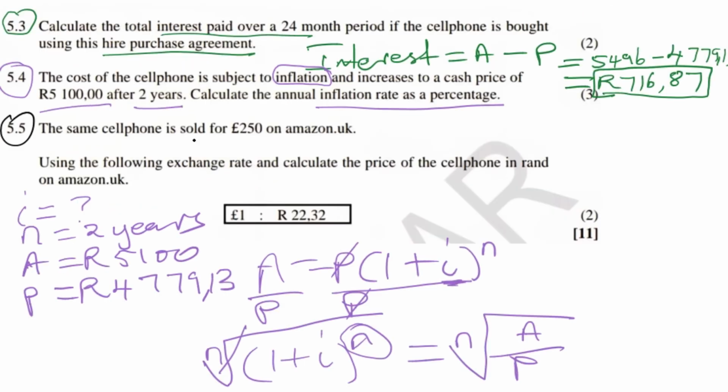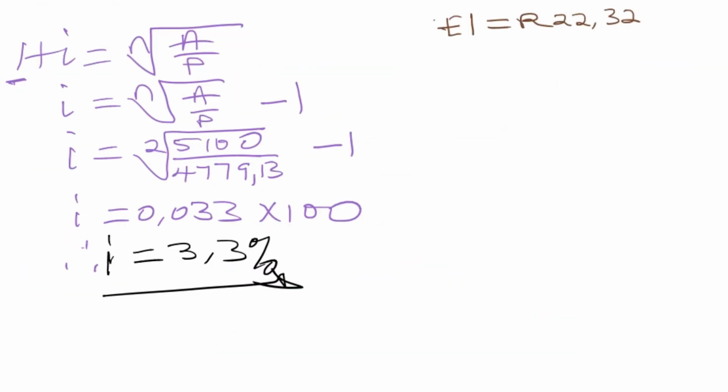5.5. The same cell phone is sold for 250 euros on Amazon UK. Using the following exchange rate, calculate the price of the cell phone in rands. So we want to know the price of the cell phone in rands. We do have this relationship. If you have 1 euro, you have 22 rand 32 cents. So what we can do here, we will write 250 euros. This side we write X because we are looking for the money in rands. Okay, so right now we can just cross multiply this.